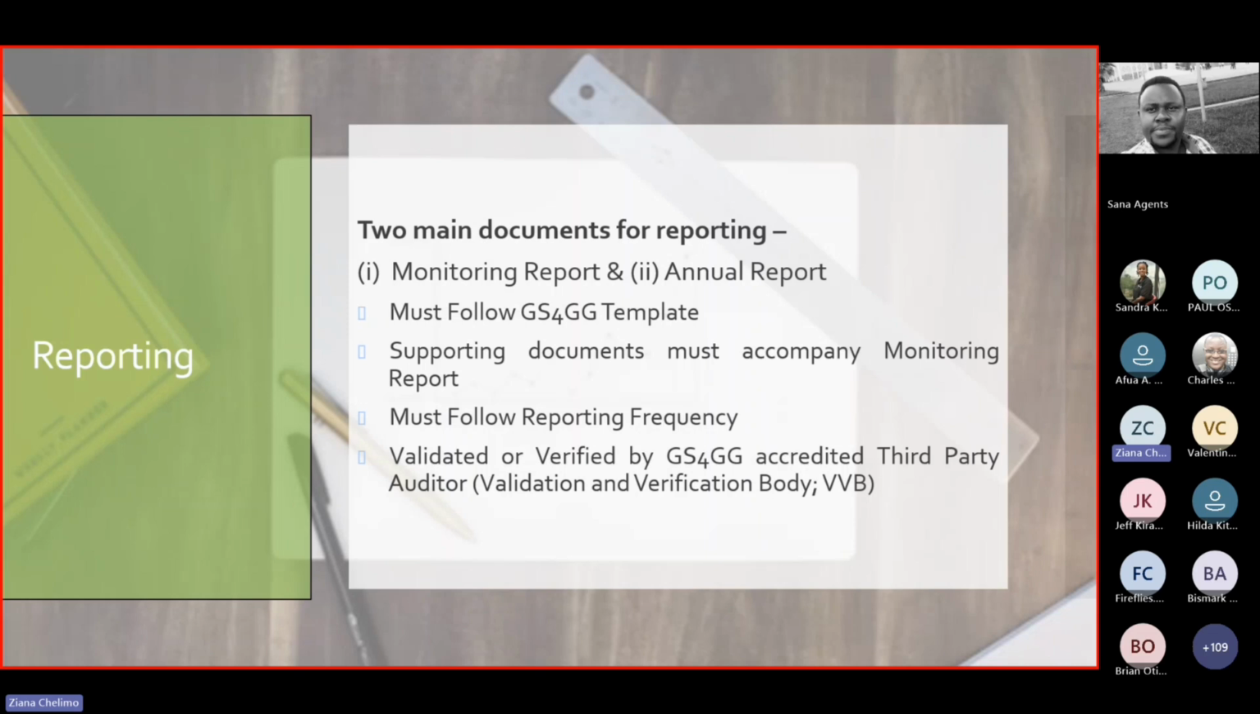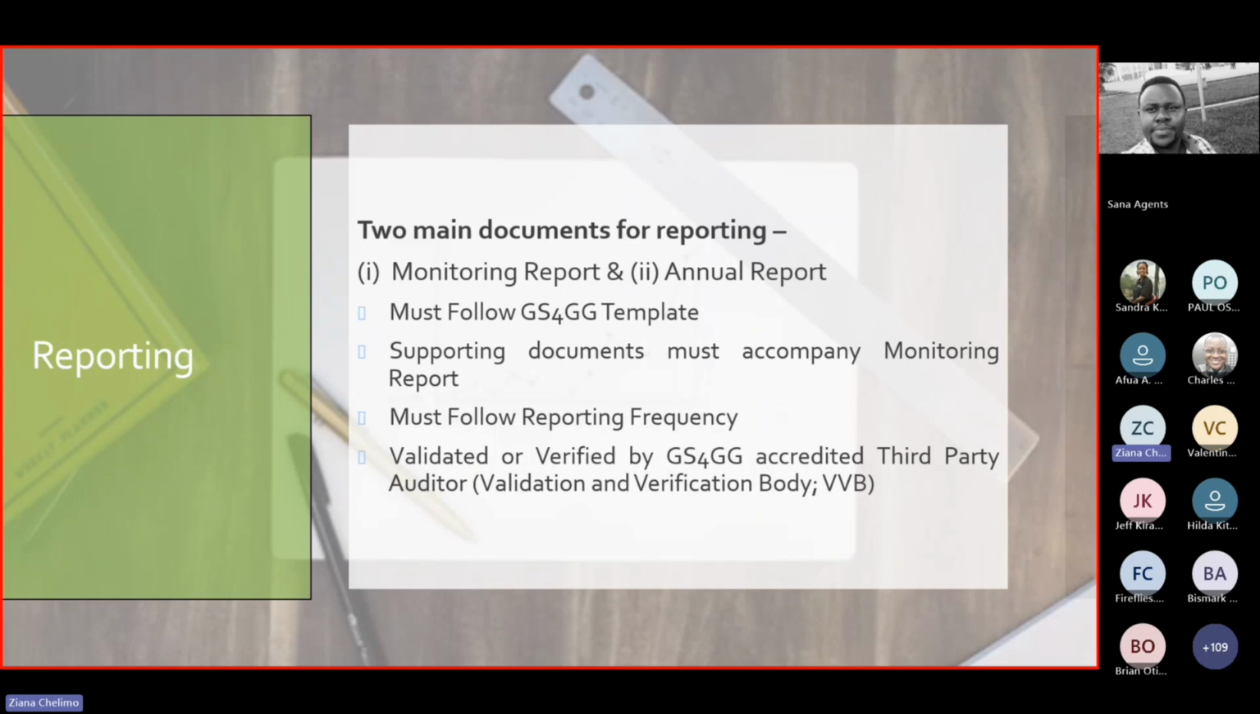And in terms of the reporting frequency, the Gold Standard for the Global Goals provides the deadlines as follows. So first, for the agriculture specific projects, the first verification shall be completed either within 2 years of project start date or project design certification, whichever is later.